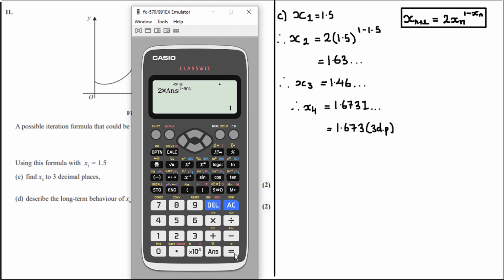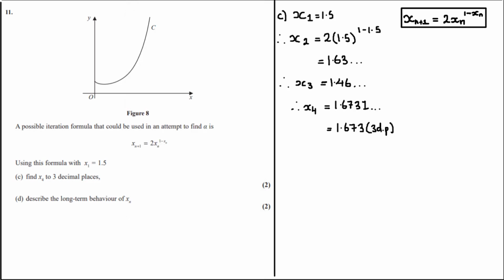Okay, so look at what happens when we continue to press the equal sign. The values are oscillating between 1 and 2. Okay, so how we can describe the long-term behavior of x of n is by saying that as n goes to infinity, x of n becomes a periodic sequence with order or period 2.